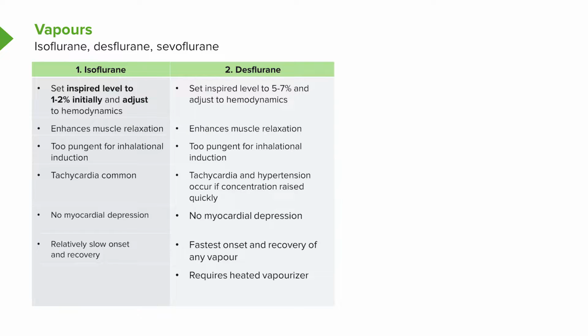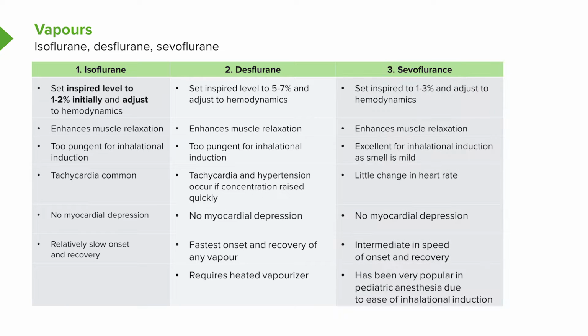Tachycardia and hypertension occur if concentration is raised quickly. If you only raise it a little bit at a time, you don't get tachycardia and hypertension. There's no myocardial depression. Again, it's the fastest onset and recovery of any of the vapors, but it requires a heated vaporizer, which is a more expensive device and requires more careful calibration.